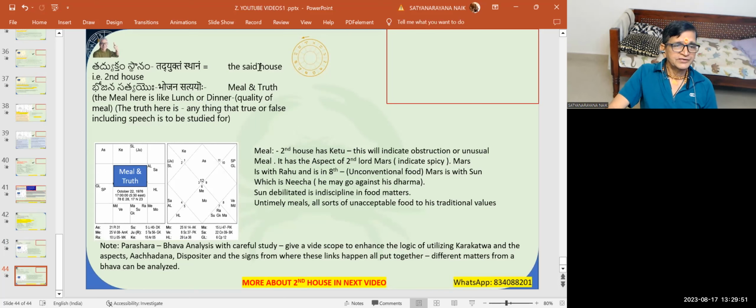Tadyupta Sthanam, the said second house, Bhojana Satyaha. Now we should look at Bhojana and Satya. There is a lot of difference between food and the meal. Bhojana is meal. Ahara is ahara, phalahara. These are tiffins, and it is about the subject matter of the food. But here bhojana means meal. Satya means truth.